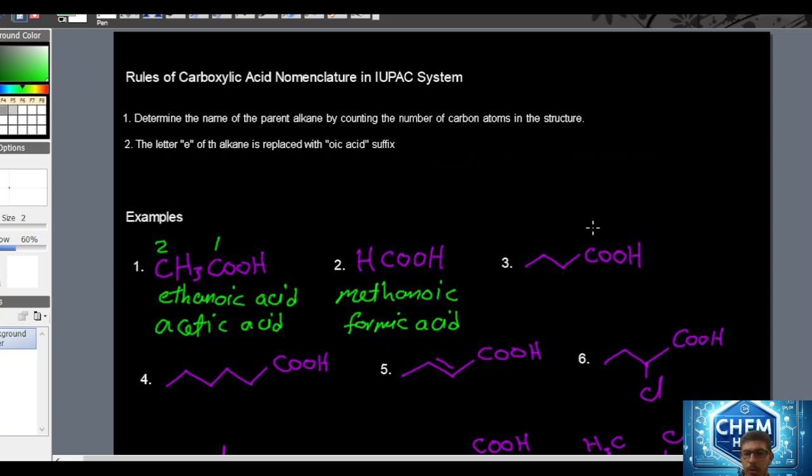Okay. Then the third compound here, we can start from the right, because the functional group is located on the right. So we have to name it from the right. One, two, three, and four. Four carbon atoms, right? So this is butanoic acid.